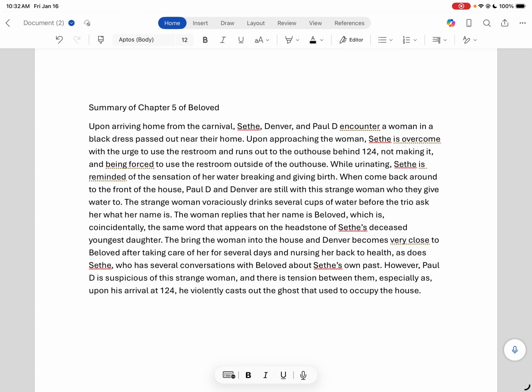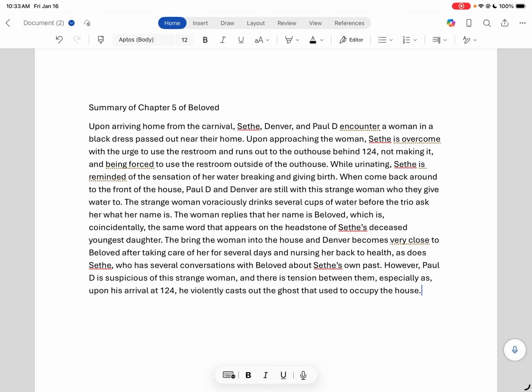So again, just a detailed chapter about what happens in chapter 5. Remember, for summaries, I really want just the major plot points. Little tiny things maybe jumping out at you, but really the major plot points are the things that should be in a summary. Who's involved, what is happening, etc.